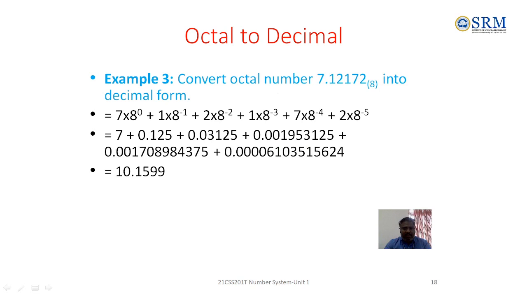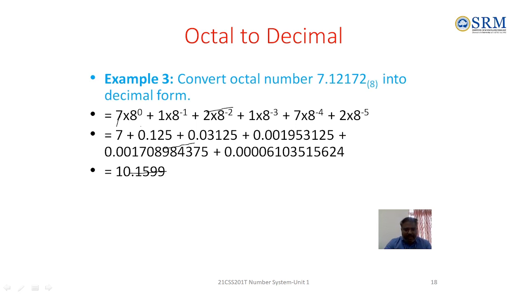So in the next conversion, octal to decimal, it's a similar problem. As usual we can do 7 into 8 power 0, plus 1 into 8 power minus 1, and so on. Let me find out the answer here. So what is the answer we get? It is 10.1599.